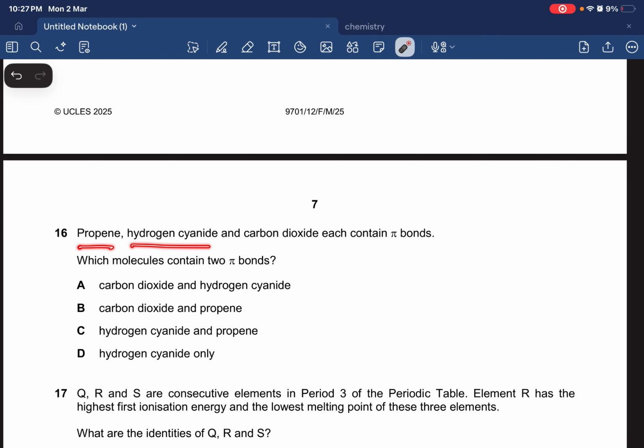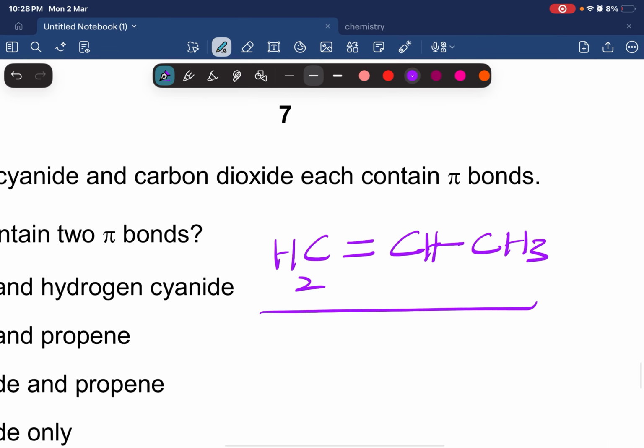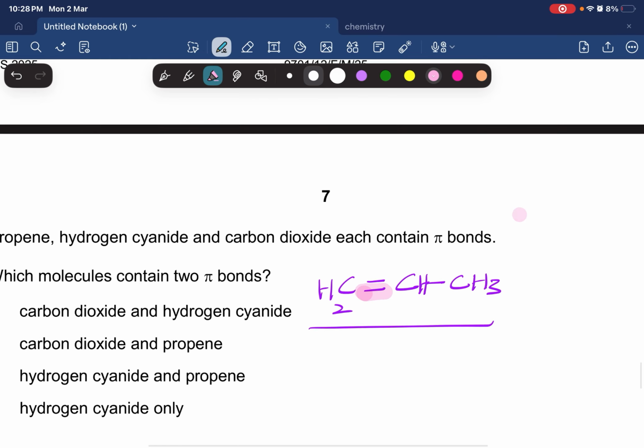Propene, hydrogen cyanide, and carbon dioxide all contain pi bonds. Which molecule contains two pi bonds? First, let's draw propene. Propene is carbon double bonded to carbon, then carbon with CH3, CH, and CH2. So that's the structure of propene. We can check that propene only contains one pi bond.